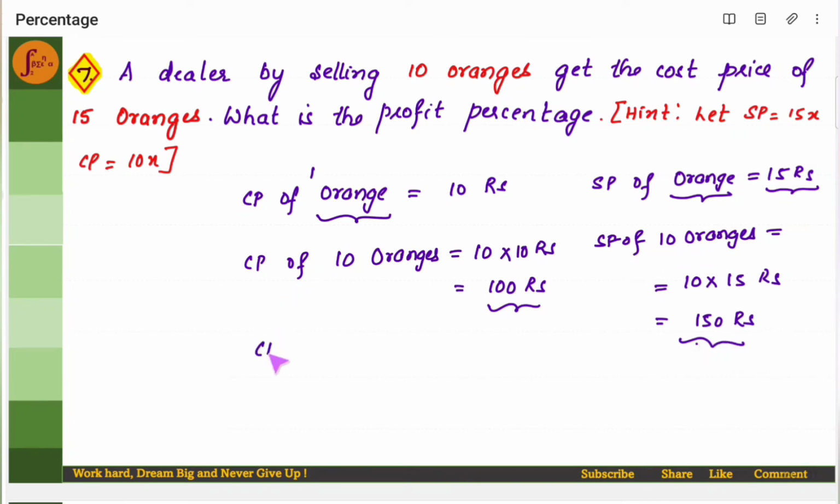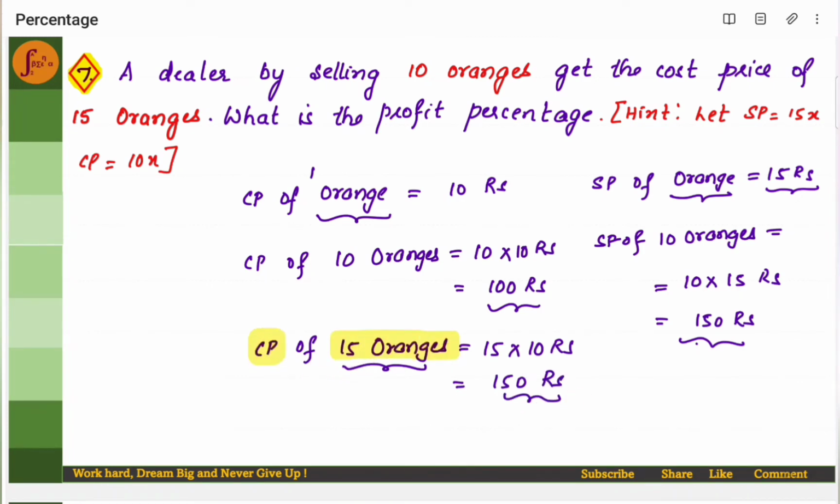Now let's take cost price of 15 oranges. What is the cost price of 15 oranges? 15 into 10 rupees, which is 150 rupees. Now you notice cost price of 15 oranges is 150 rupees and selling price of 10 oranges is 150 rupees. So cost price of 15 oranges is equal to selling price of 10 oranges. Correct?